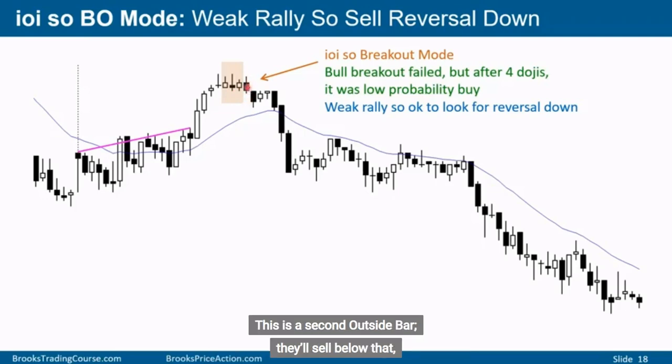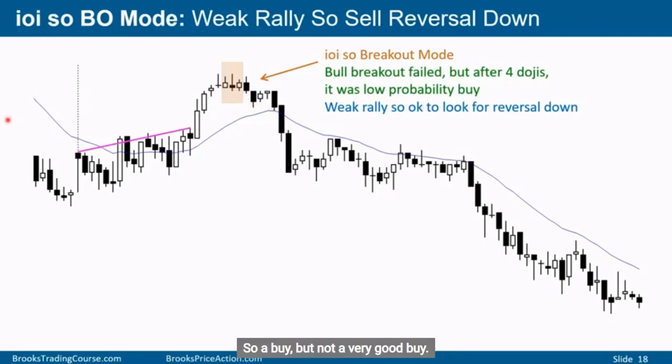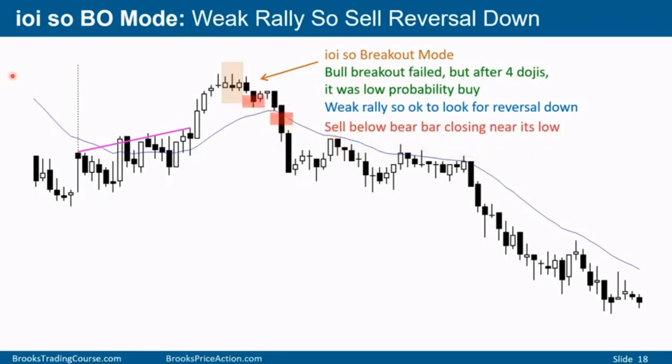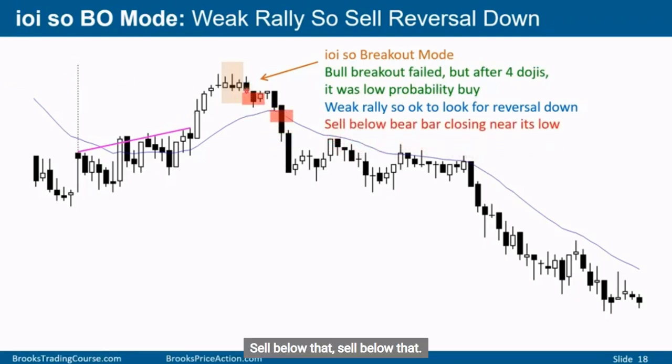This is a second outside bar, and they'll sell below that. Or they'll wait for 2 bear bars and sell below that and get filled over here. So a buy, but not a very good buy. A better sell. Then we start to get bear bars over here. Sell below that, sell below that.